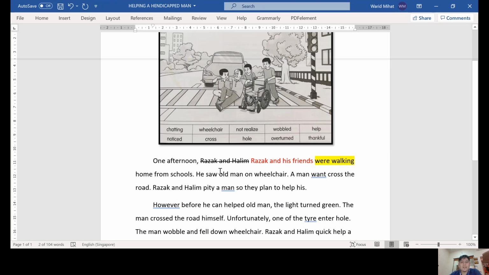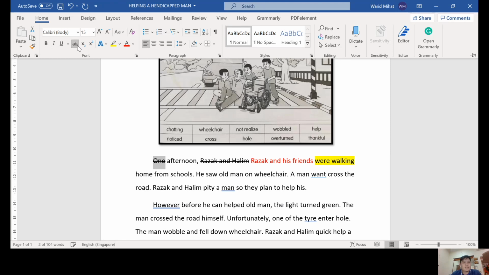Okay. So how do we change it? There are 2 ways of how you can change this. First, you can say one afternoon, Raza and his friends walked home from school. That's number one. It means we remove the were walking and make it simple past tense, which is walked. Okay? But I prefer to maintain the time frame here. And if we want to use continuous tense, what we have to do is change one afternoon so that it becomes the time frame for the continuous tense. Okay? For example, we can just change one afternoon to that afternoon.